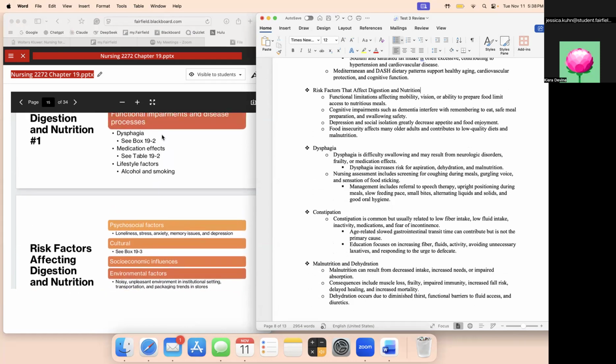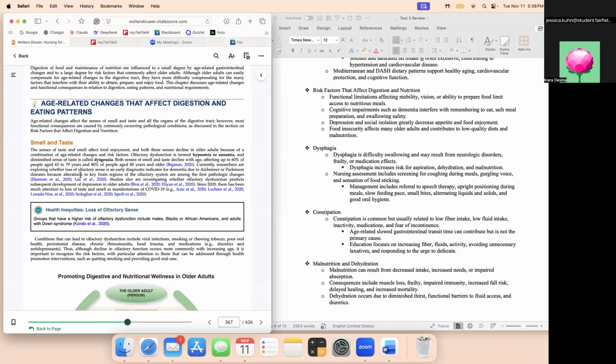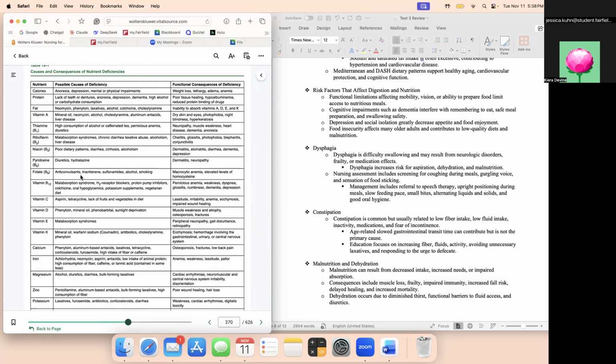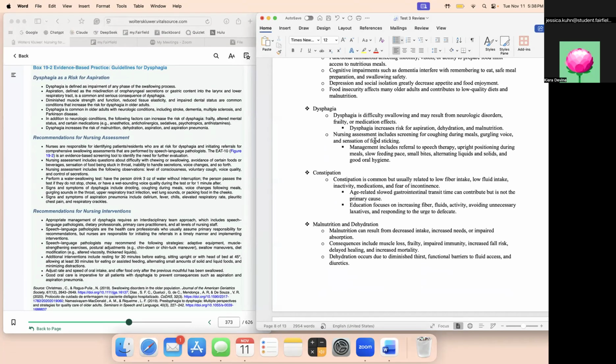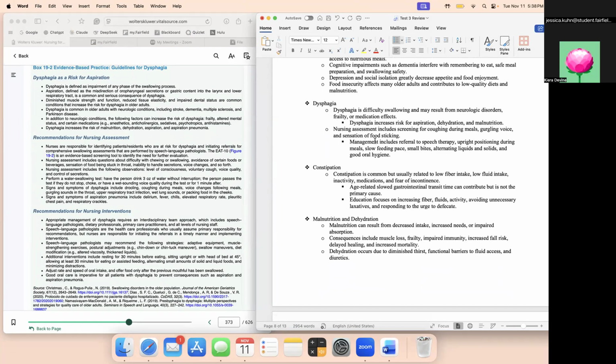Dysphagia, there's this box 19-2 that talks about dysphagia, which is a big issue because it leads to a risk of aspiration. This is difficulty swallowing and may result from neurological disorders, frailty, or medication effects. We'll see this a lot in stroke patients. We're always screening for dysphagia, also in dementia patients, end-stage dementia, Alzheimer's, and Parkinson's patients. Dysphagia increases the risk for aspiration, dehydration, and malnutrition.